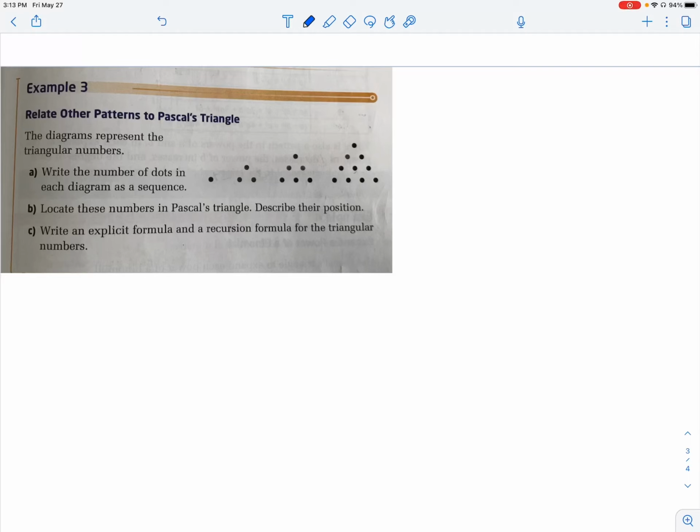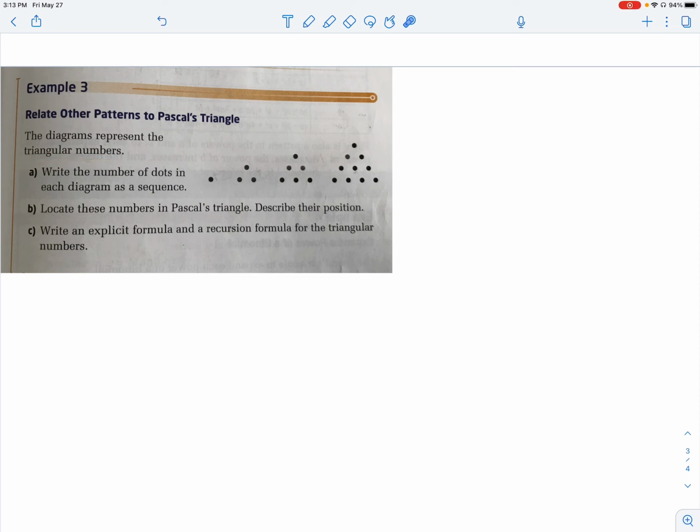Hi, welcome back. We're looking at example 3 in 6.3 Pascal's triangle and expanding binomial powers. In this example, we're going to relate other patterns to Pascal's triangle. So the diagrams represent the triangular numbers. Part A says write the number of dots in each diagram as a sequence. So we have those four numbers here. Let's go ahead and start with that.